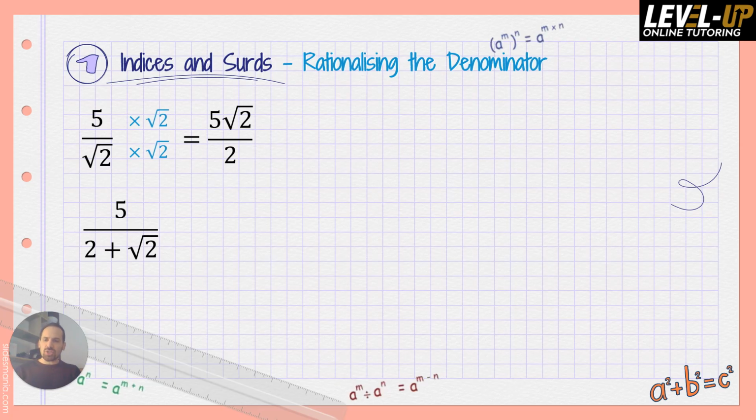With something like this, it's a bit trickier, but it's a similar technique. What we have to do is multiply the top and bottom, but this time what we want to multiply by is what's known as the conjugate of that irrational number on the bottom, like 2 plus root 2.